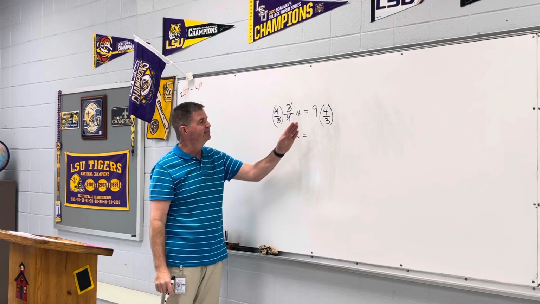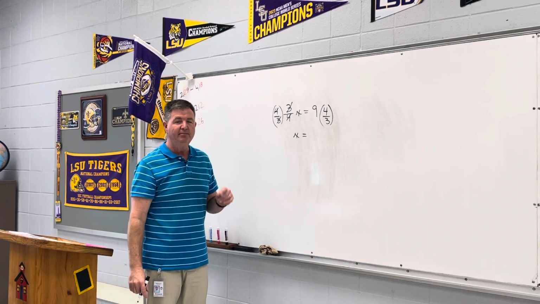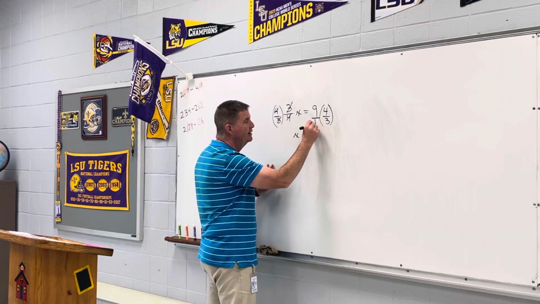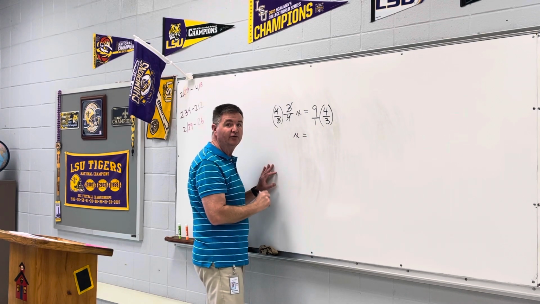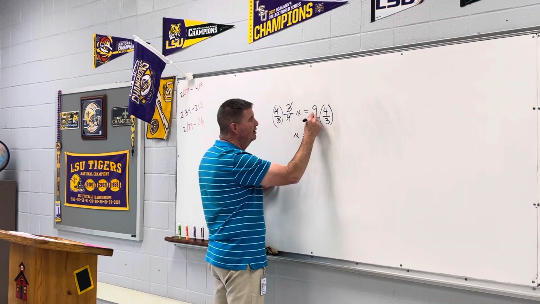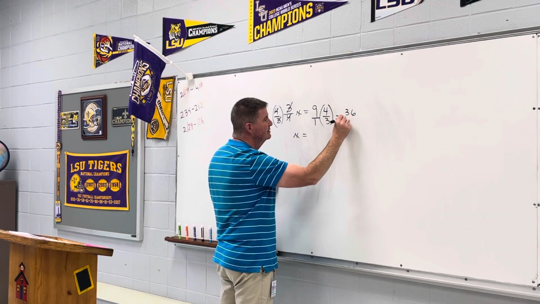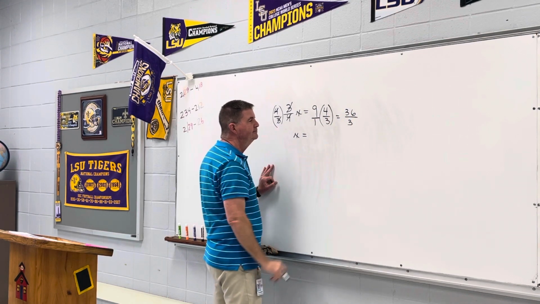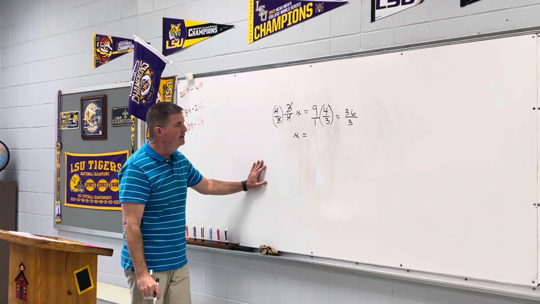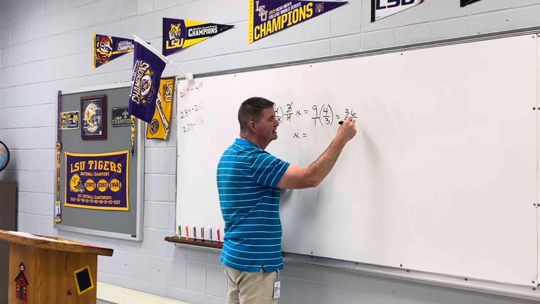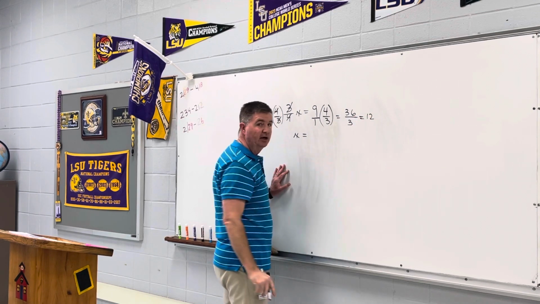And when multiplying on the other side, we multiply fractions straight across. So 9 means 9/1. So I can multiply straight across, giving me 36/3. And then I would simplify it because 36 divided by 3 is 12.